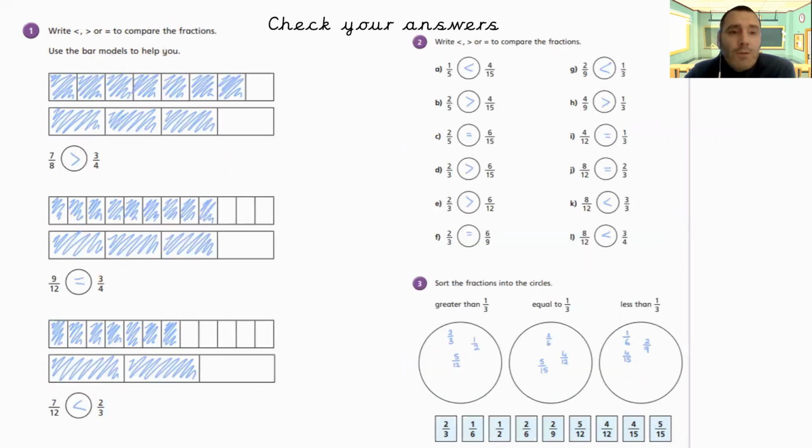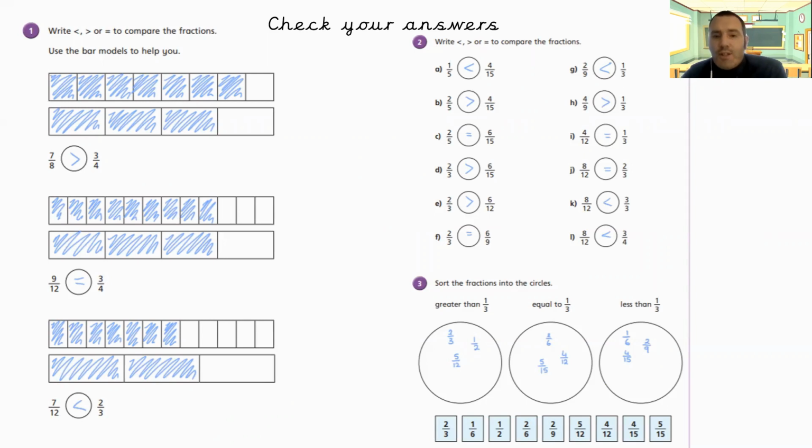Using the bar models, we can colour in the relevant parts. So 7/8 is greater than 3/4. 9/12 is equal to 3/4. 7/12 is less than 2/3. Question 2, we're practicing the skills. So A, 1/5 is greater than 4/15, and so on. So check you've got your operations in the right order.